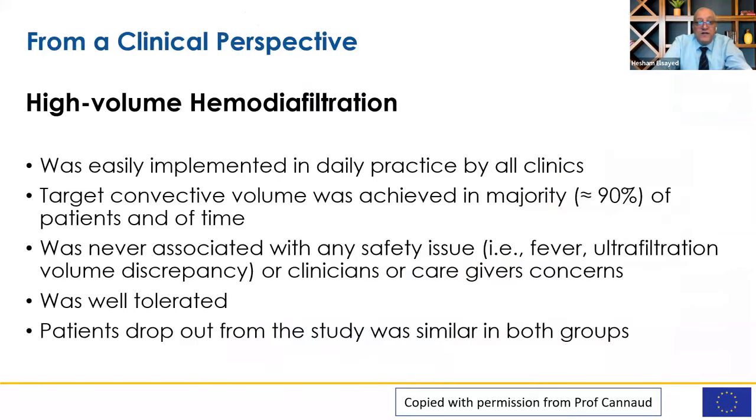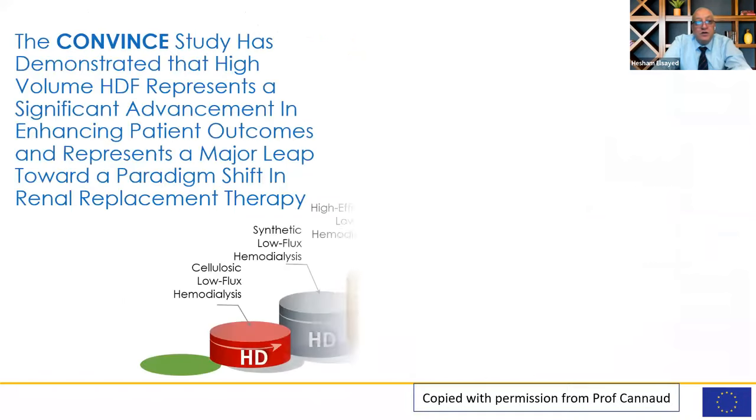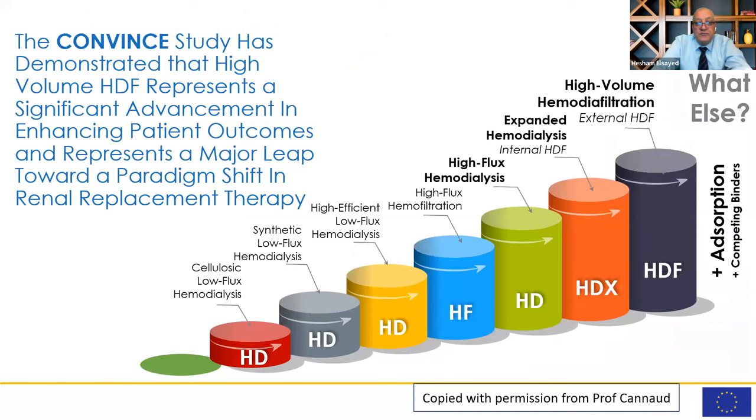So they concluded that high-volume hemodiafiltration is feasible, with the target convective volume achieved in the majority, 90% of the patients. It was never associated with any safety issue like fever or volume discrepancy, was well tolerated, and patient dropout from the study was similar in both groups. They are struggling between HDx and HDF. For us as nephrologists, both are equivalent in performance, but here they are going step by step, HDx against HDF.